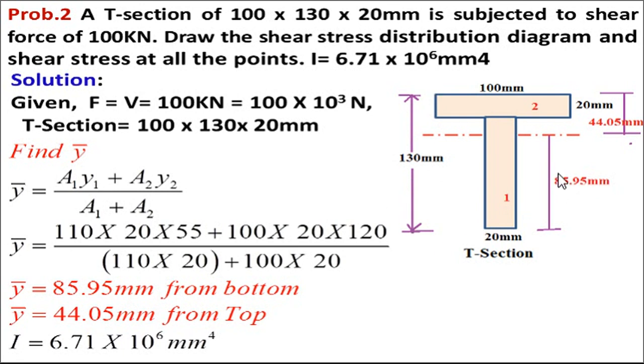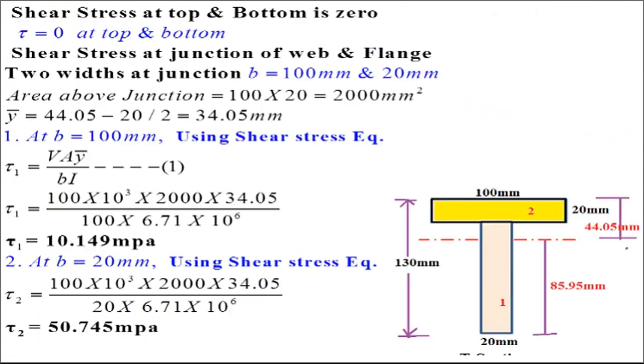From that 130, if you deduct this 85.95, I will get this remaining distance. That is nothing but 44.05 mm from top. From top 44.05 and from bottom it is 85.95. Means whenever it is loaded, this will be the tension zone and this will be the compression zone. And the moment of inertia is 6.71, that is given in the problem.